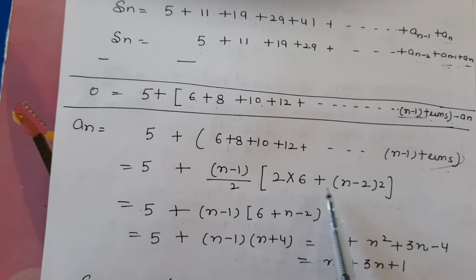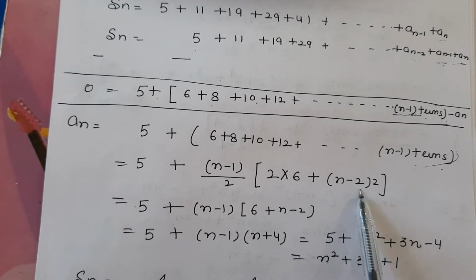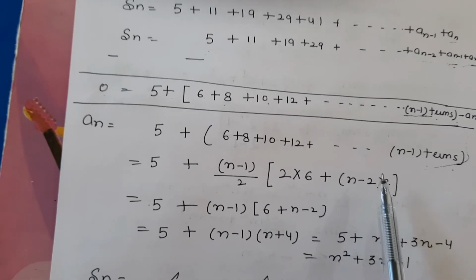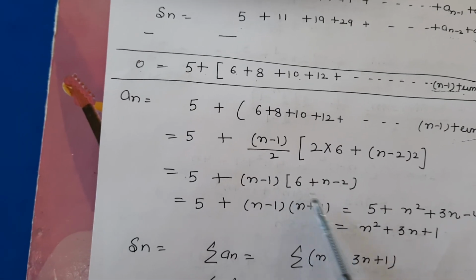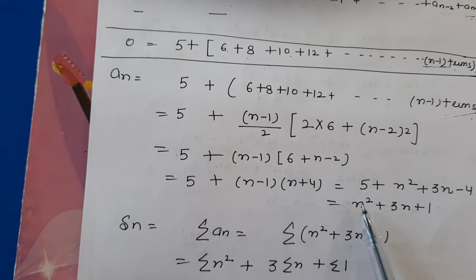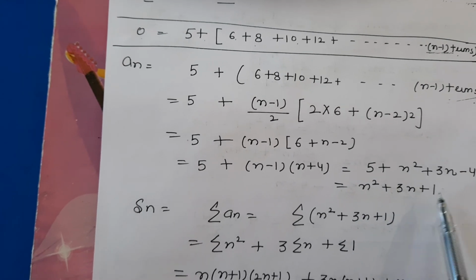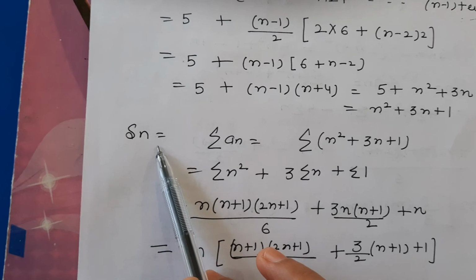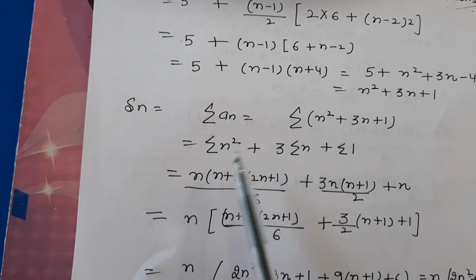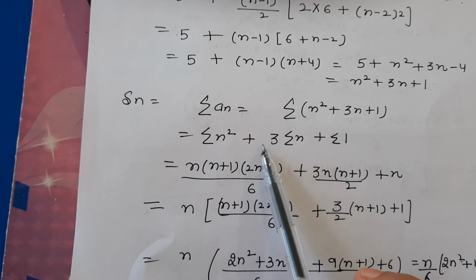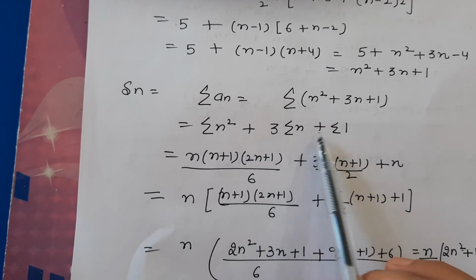2 into 6 plus n minus 2, n minus 1 minus 1. So it will be n minus 2 into common difference is 2. Simplify it and you will get n square plus 3n plus 1. Now we have to find the sum of n terms, right? It is summation an. Put the value of an, split your summation, you will get summation n square plus 3 into summation n plus summation 1.